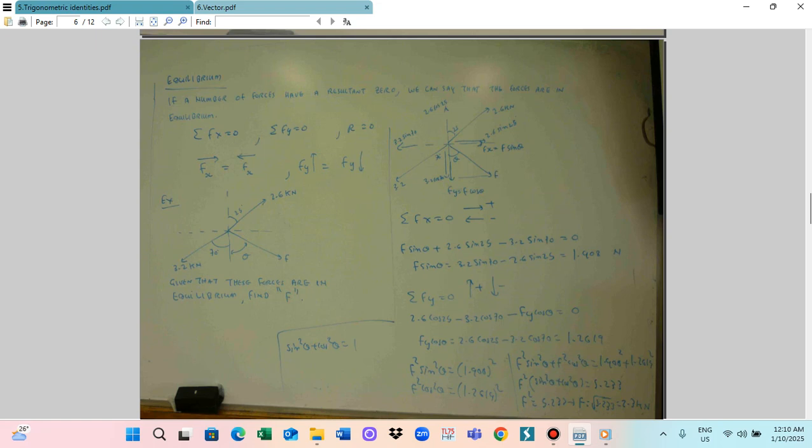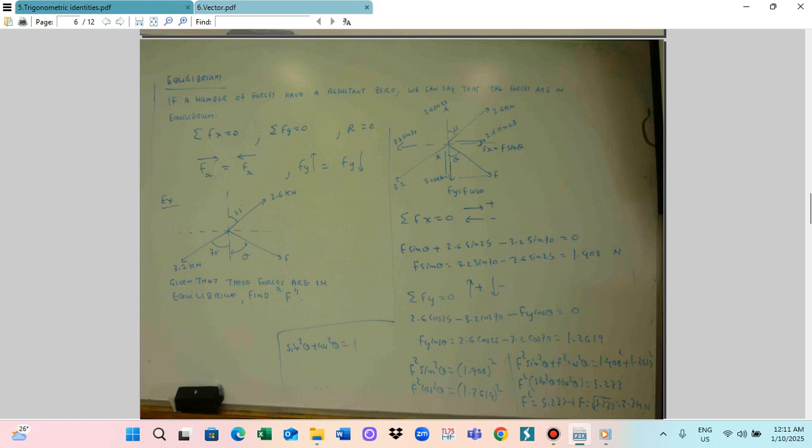And this one is also the 3.2 kilonewton. So this vertically downward force, with this angle 70 degrees, is 3.2 cos 70. And this one will be 3.2 sin 70. So this is a 2.6 kilonewton. In this case, this is a 25 degree, so this one will be 2.6 cos 25, and this one will be 2.6 sin 25.